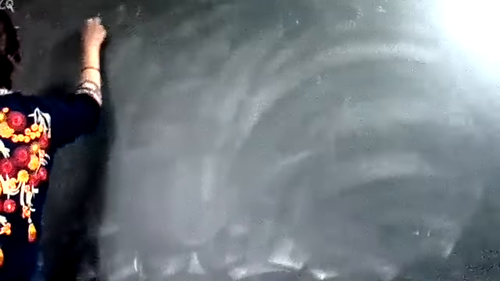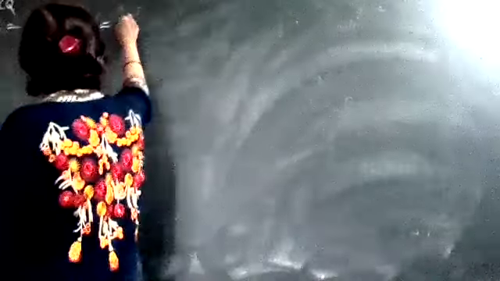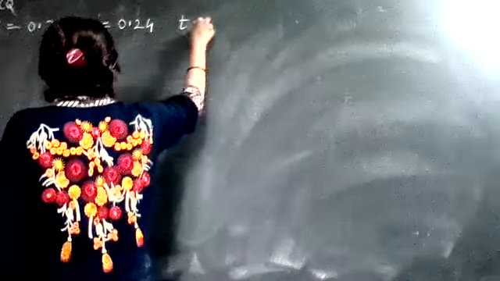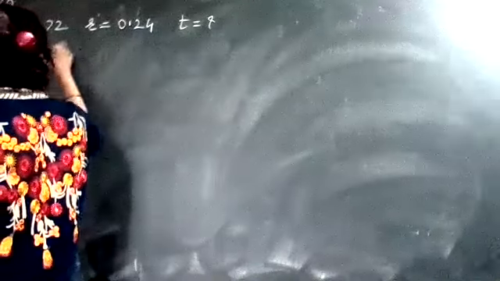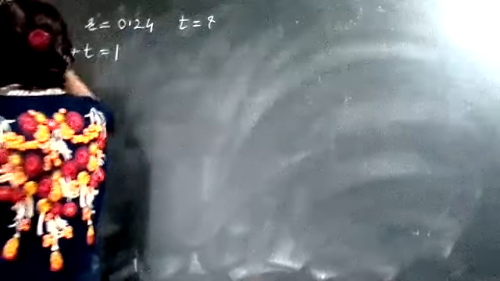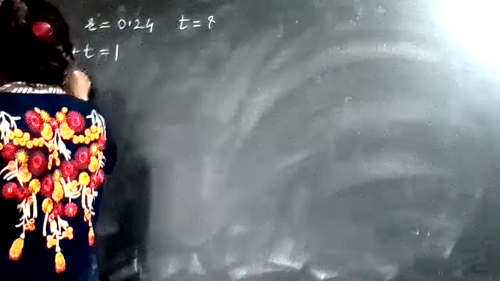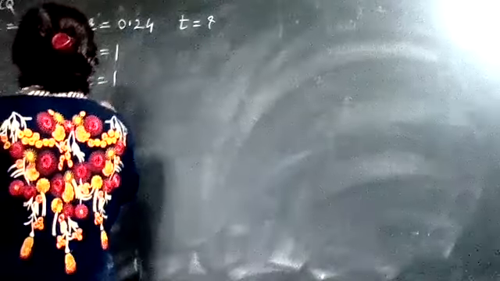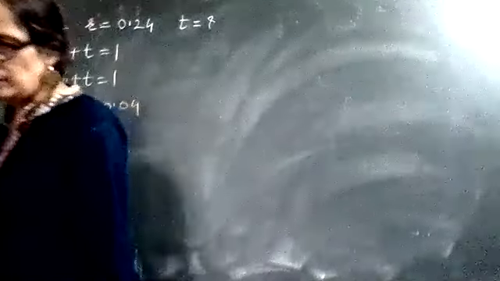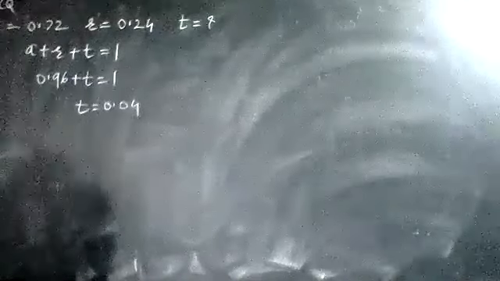Then your fourth MCQ. In that fourth MCQ, the coefficient of absorption is given and the coefficient of reflection is given. A is given, R is given. A is given as 0.7 and R is given as 0.24, and what you want to calculate is T. What are we going to use? A plus R plus T is equal to 1. Now do this calculation. It is 0.94 plus T is equal to 1. So T is equal to 0.06. So that is your option number.